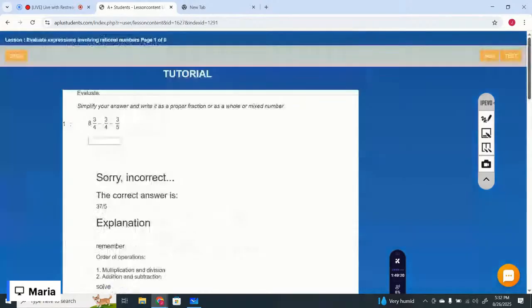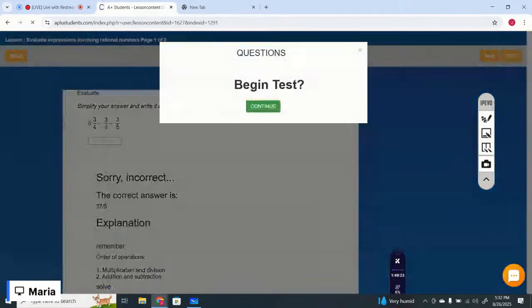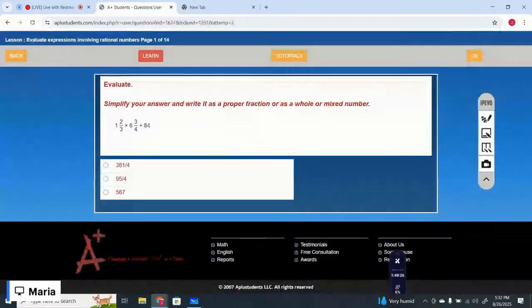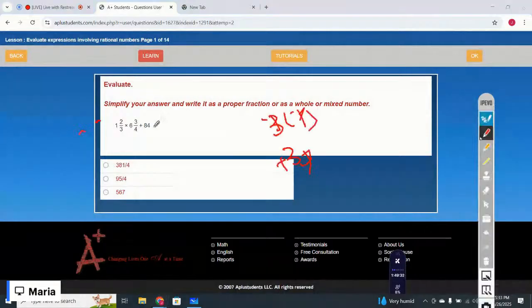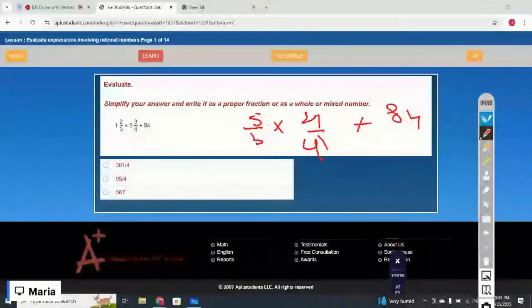Okay, let's just start with the test questions. 1 whole 2 by 3 times 6 whole 3 by 4 plus 84. So we have to multiply them first, right? So 5 over 3 times 27 over 4. 3 times 9 is 27. 9 times 5 is 45 over 4 plus.